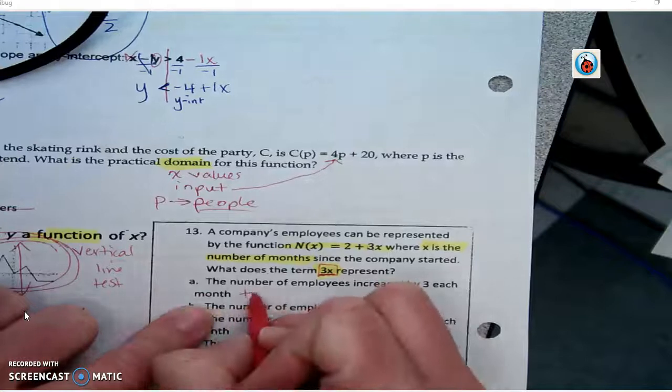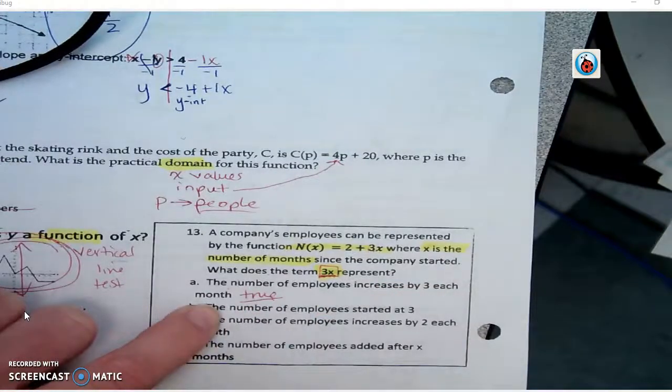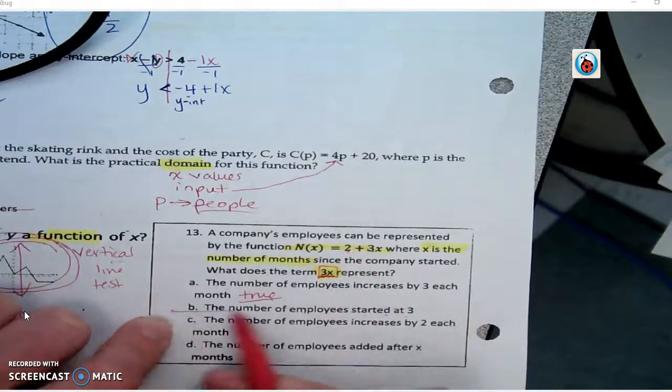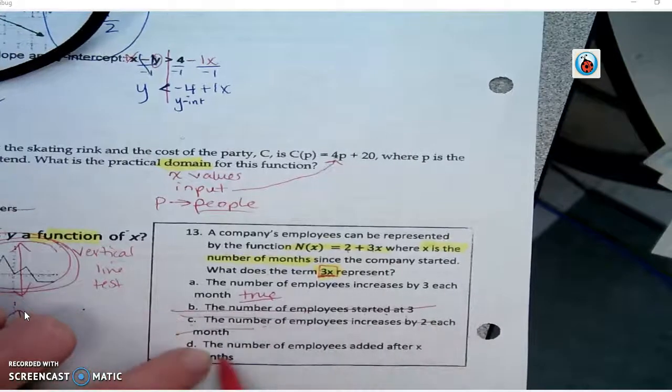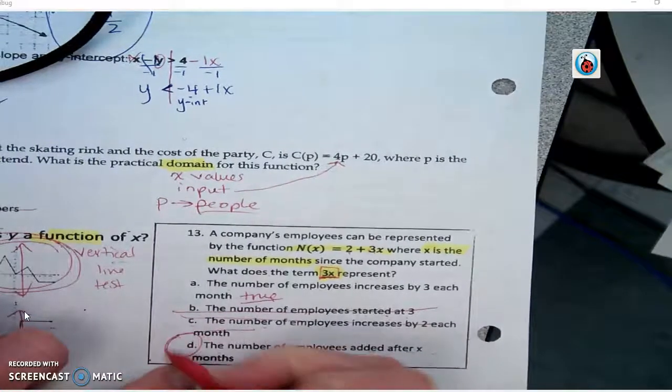That's true, but it doesn't fully describe the 3x. The number of employees started at 3? Nope. The number of employees started at 2. The number of employees increases by 2 each month? Nope. The number of employees added after x months. Okay, that is the correct answer. So let's talk about that.